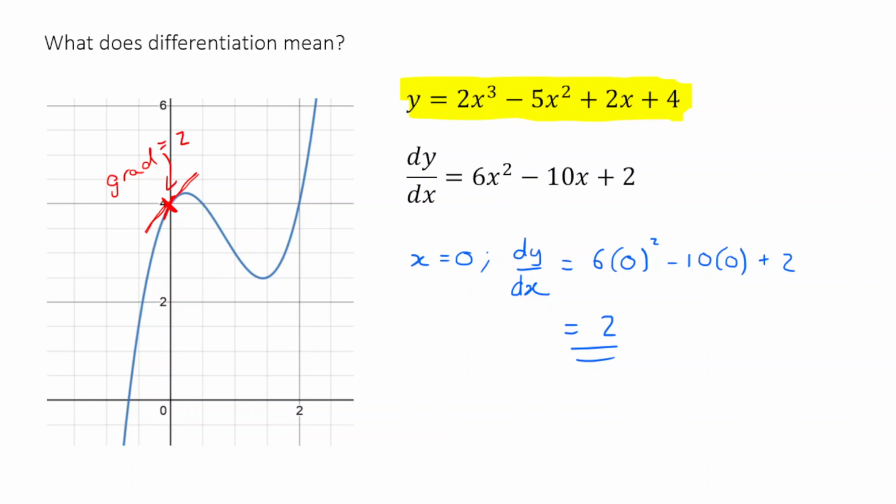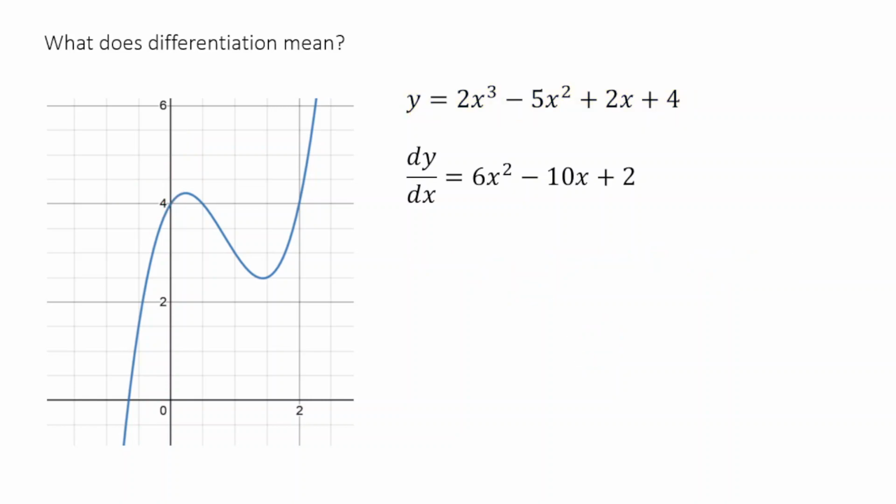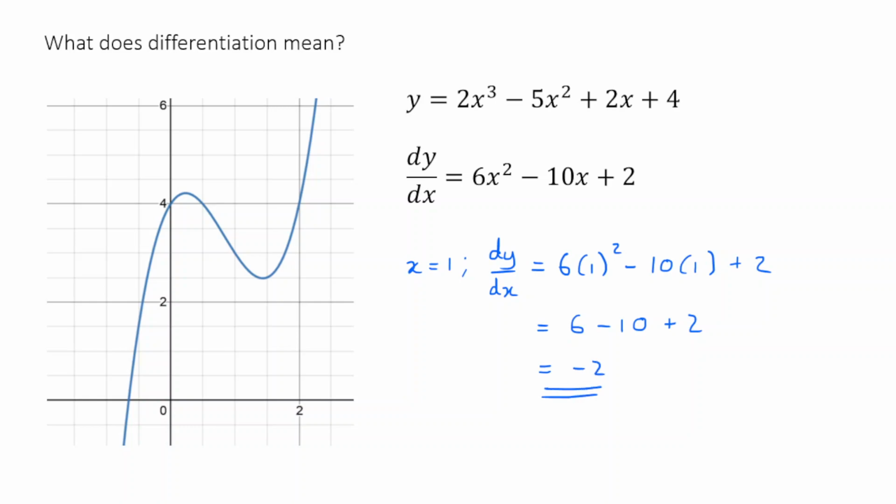Okay? Let's try another value. Let's try when x is equal to 1. Again, let's substitute x into our dy dx. So dy dx is 6 times 1 squared minus 10 times 1 plus 2. 6 times 1 squared is 6, minus 10 plus 2. That's going to be minus 2. So when x is equal to 1, dy dx is negative 2.